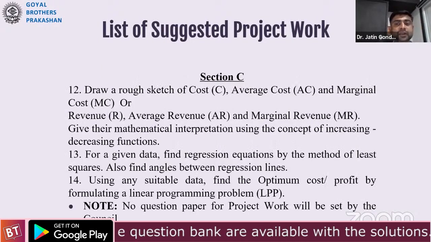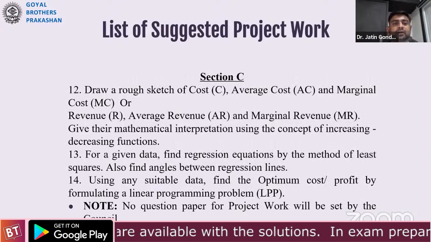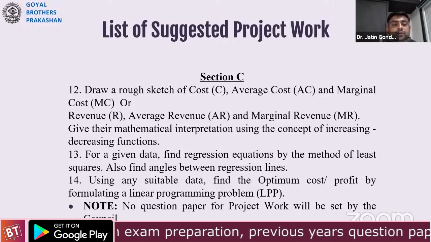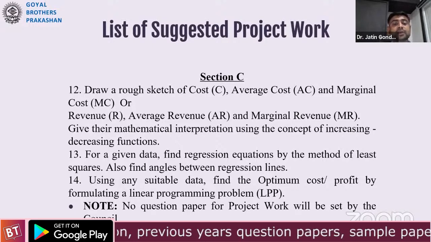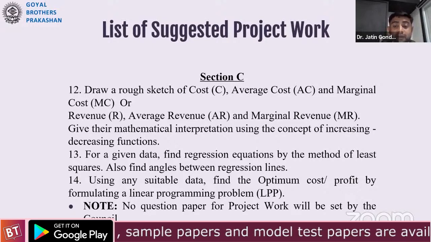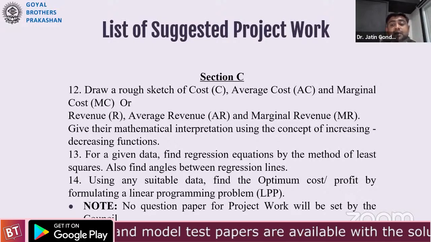Okay, now in section C, you can ask to draw a rough sketch of cost, average cost, and marginal cost function, or revenue function, average revenue function, or marginal revenue function. You can ask to give their mathematical interpretation using the concept of increasing and decreasing function.